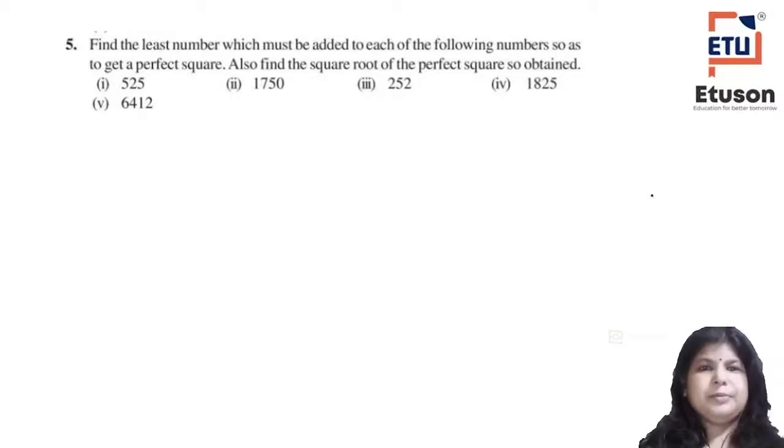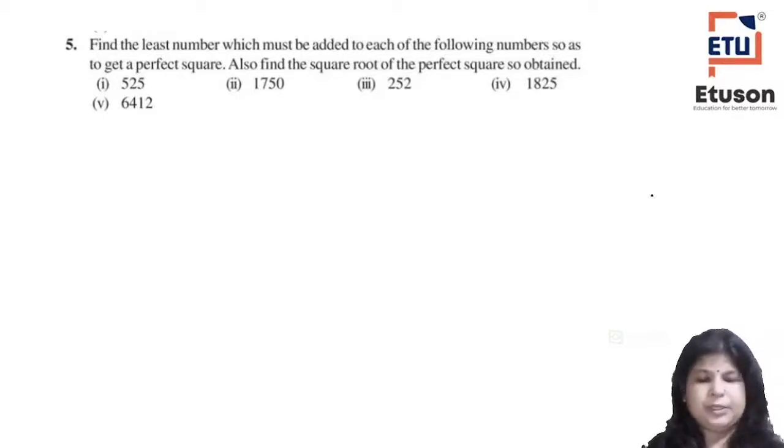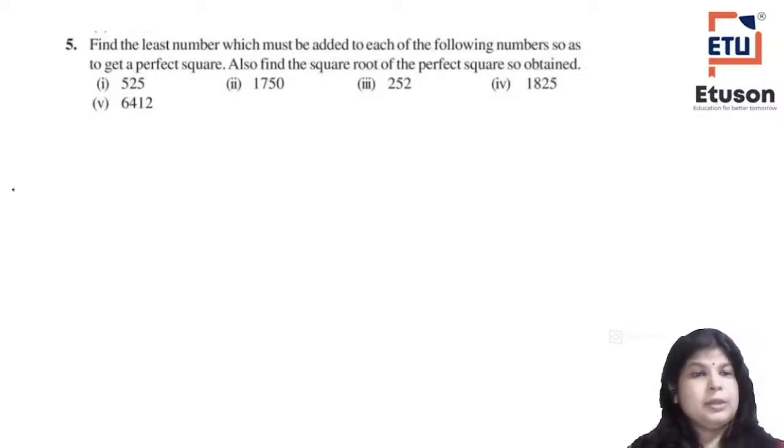Find the least number which must be added to each of the following numbers so as to get a perfect square. Also find the square root of the perfect square. So same procedure, only thing is here you have to find out the number to be added. So let us understand how to do it.